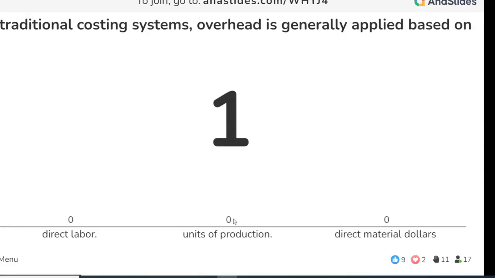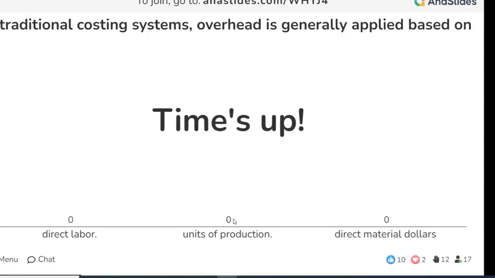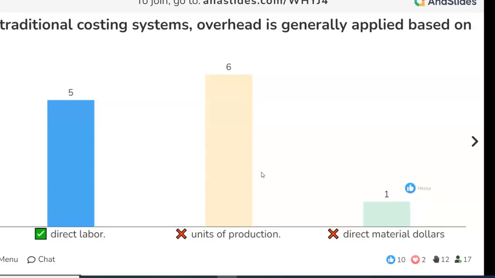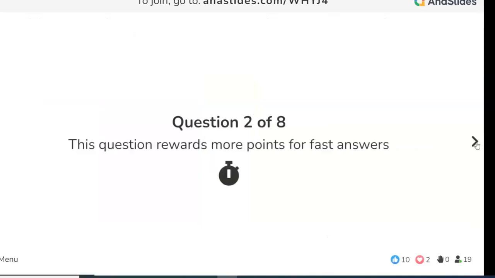Three, two, one, and everybody should have this. Oh no, it's not units of production. It's assigned based on either direct labor hours, direct labor dollars, or machine hours. Make sure you understand that. That's job costing. We use only one allocation base. Overhead is generally applied based on either direct labor hours, direct labor dollars, or machine hours. That was disappointing. I thought everybody got direct labor.